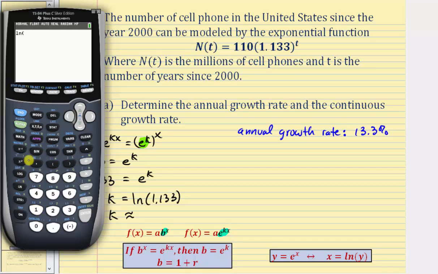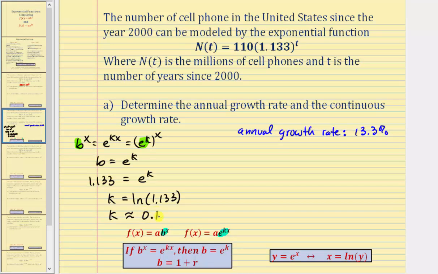We'd have natural log 1.133, which to 4 decimal places would be approximately 0.1249, which means as a percentage, this would be 12.49%. So now we know the continuous growth rate is 12.49%.